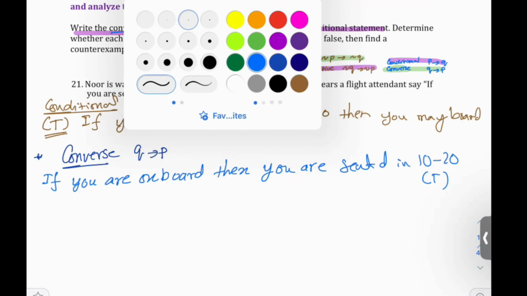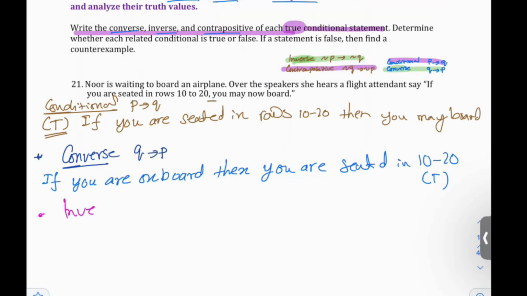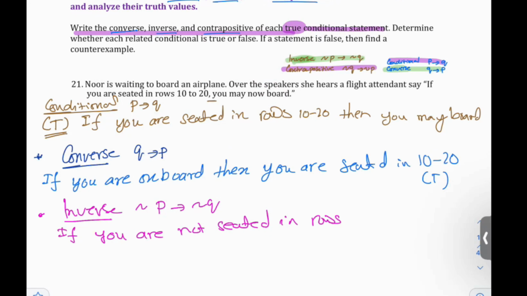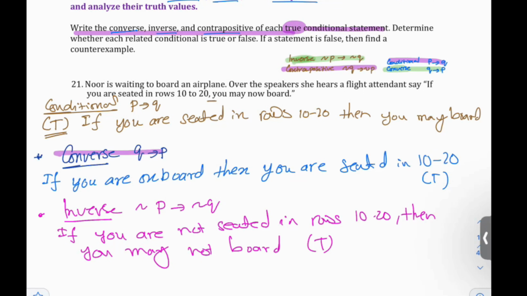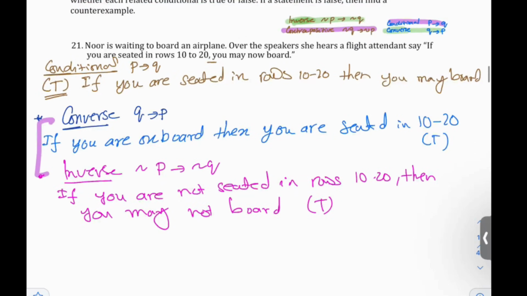Okay, let's move to the inverse. Inverse, as we have agreed, it's negation going to negation of the original statement. So it will be if you are not seated in rows 10 to 20, then you may not board. It makes sense also. So this is true. And without thinking about it, we said that those are logically equivalent. Same truth values. يعني هذول اللي فيهم verse are the same.